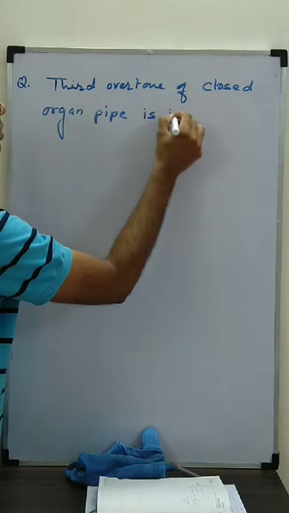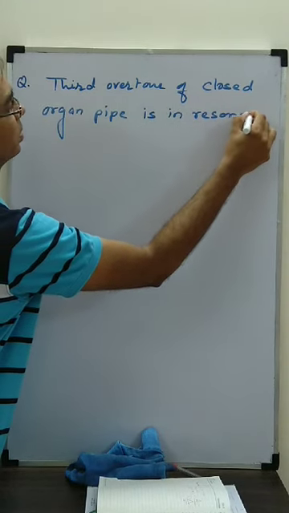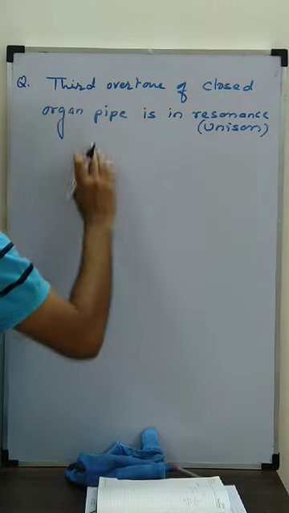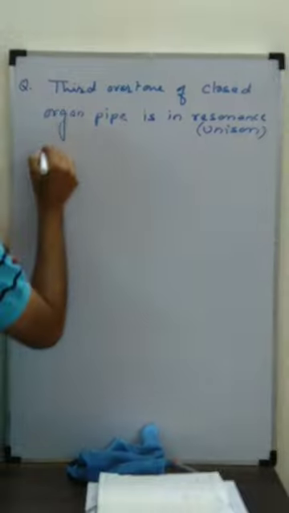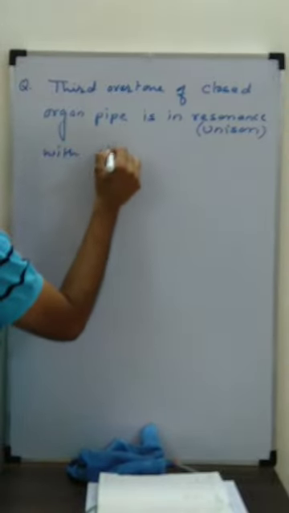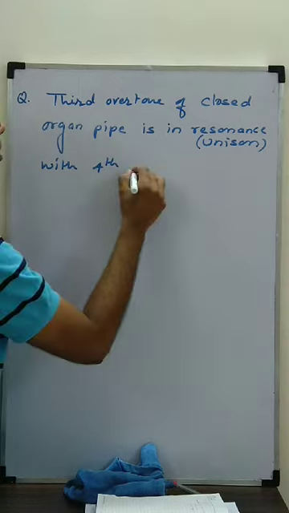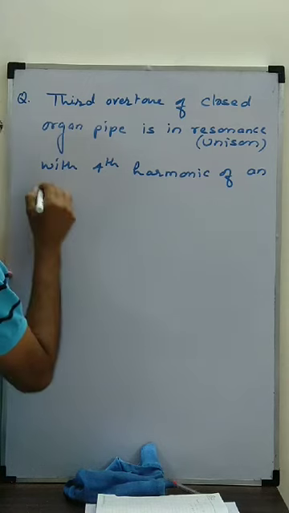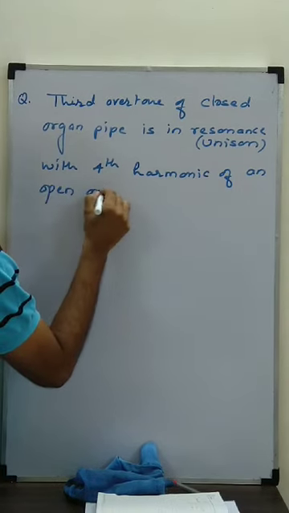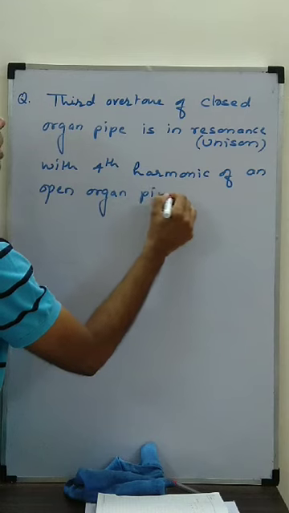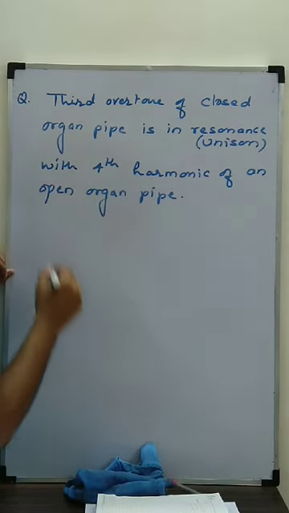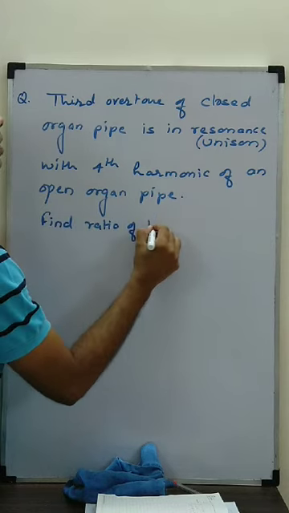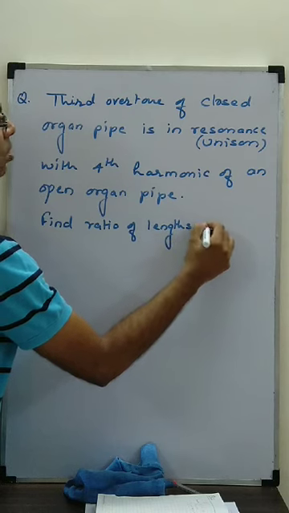Is in resonance with. Resonance they use, or they use sometimes unison. Both are the same words. Okay, an organ pipe is in resonance with the fourth harmonic of an open organ pipe. Find the ratio of lengths of pipe.